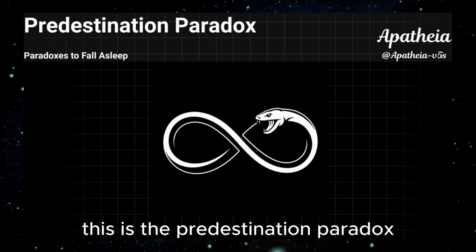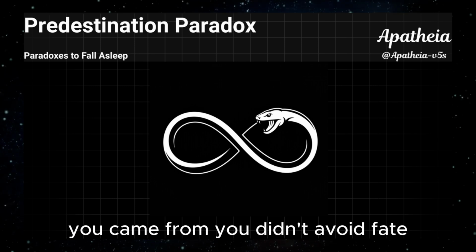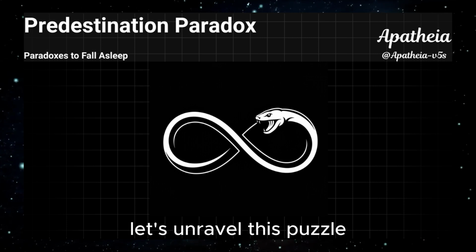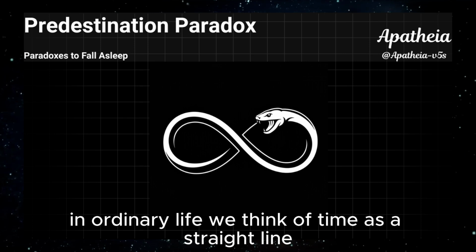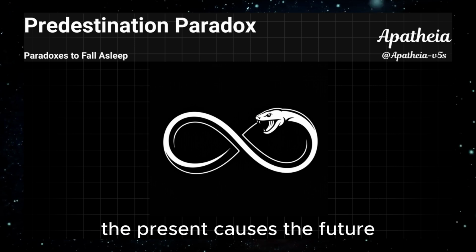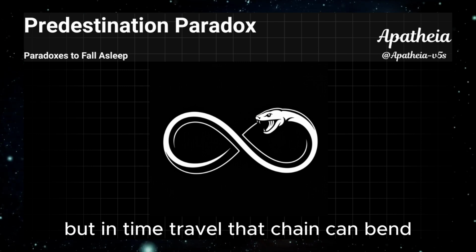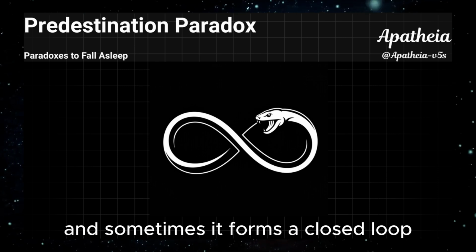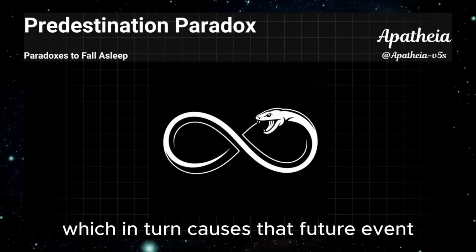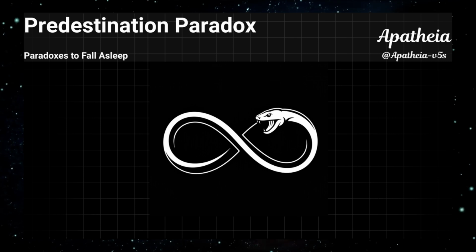This is the predestination paradox, a loop in time where your actions in the past caused the future you came from. You didn't avoid fate, you fulfilled it. You aren't changing history, you were part of it all along. Let's unravel this puzzle. In ordinary life, we think of time as a straight line, past, present, future. The past causes the present causes the future. It's a chain of events, a flow we live inside. But in time travel, that chain can bend. And sometimes it forms a closed loop, where an event in the future causes something in the past, which in turn causes that future event. It's a self-sustaining circle, with no clear beginning.